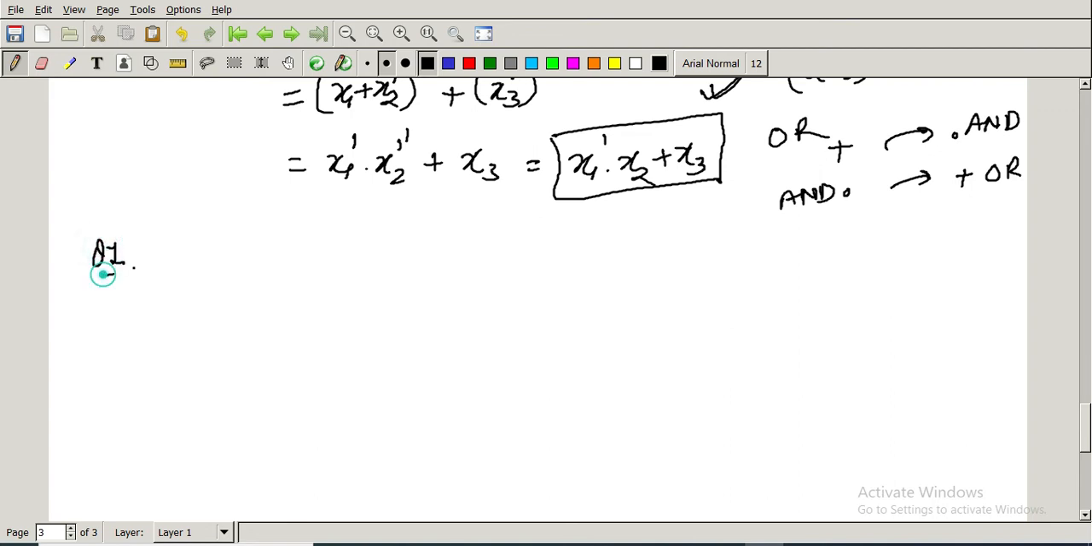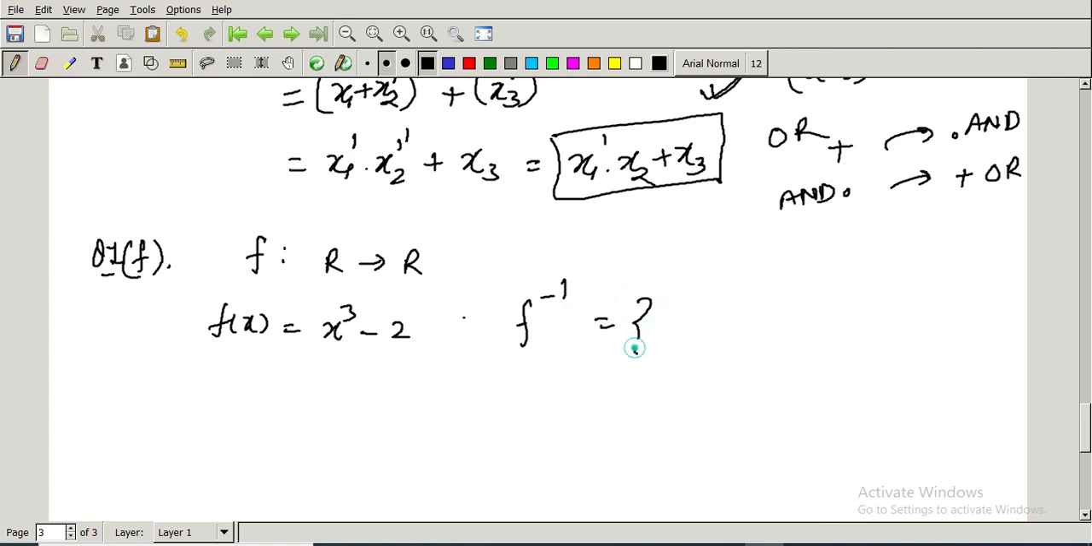Question 1F. In this we are given a function f from R to R, defined as f(x) = x cube minus 2, and they ask whether f inverse exists or not.